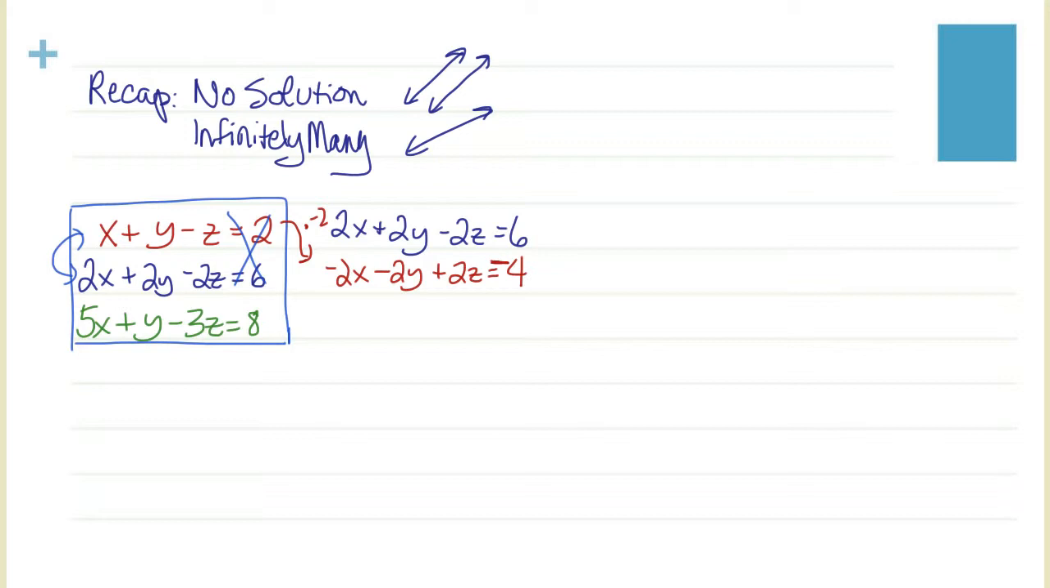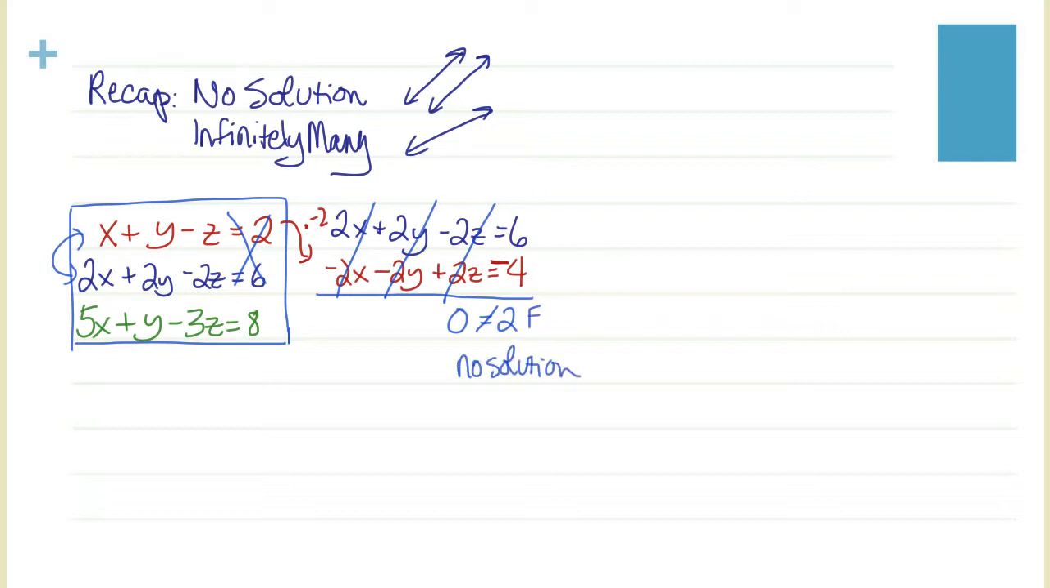All right, so if I go to do elimination, my x's drop out, my y's drop out, my z's drop out. It's just like a system of 2 variables, 2 equations. I get something that's not true. That is not true. So it's no solution.